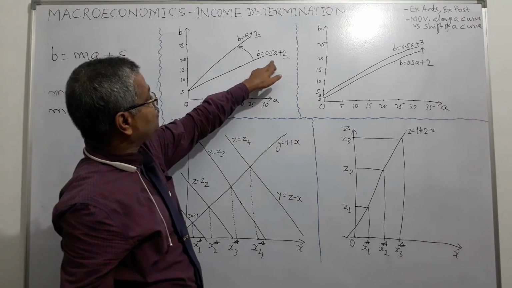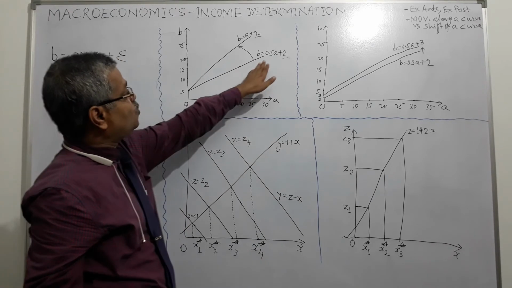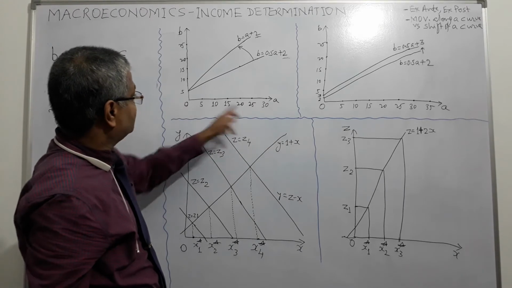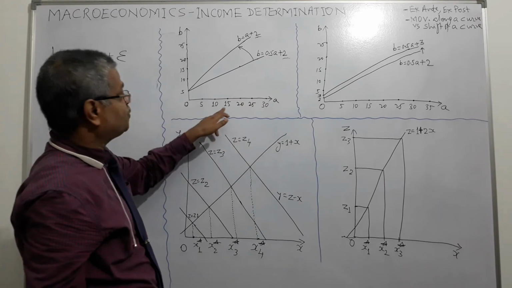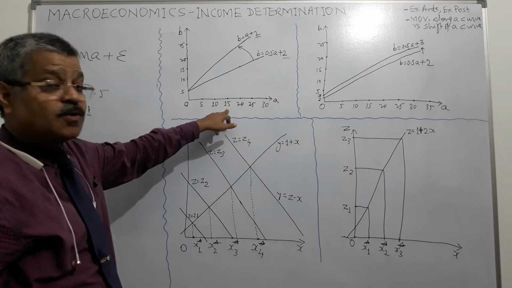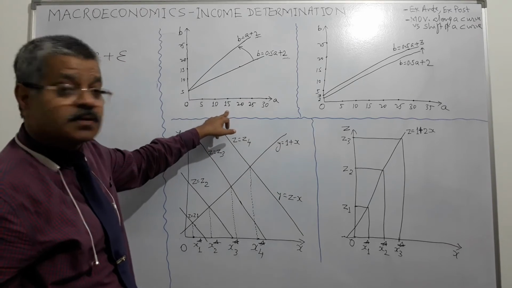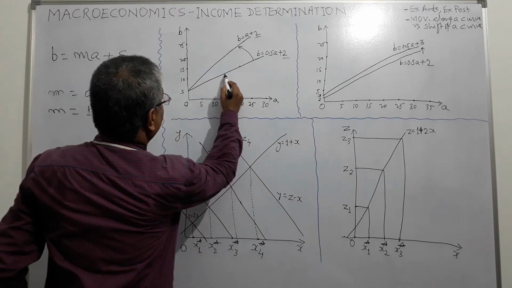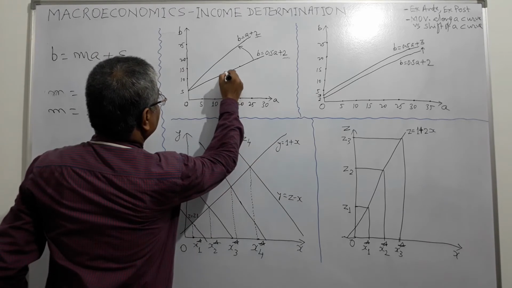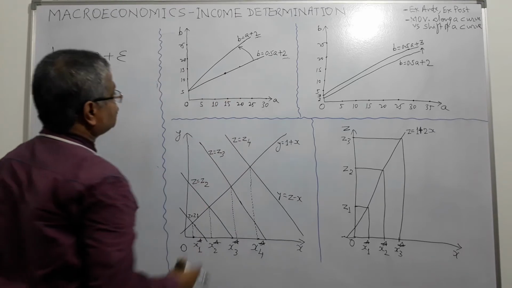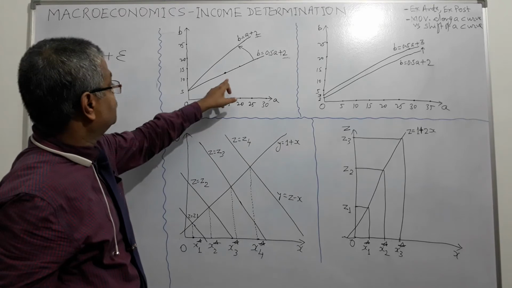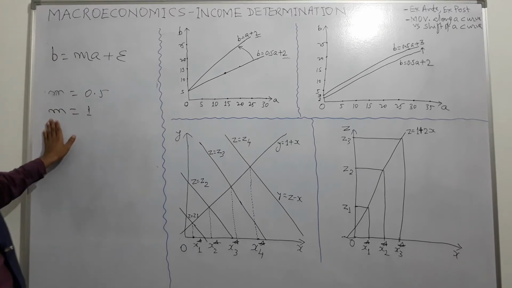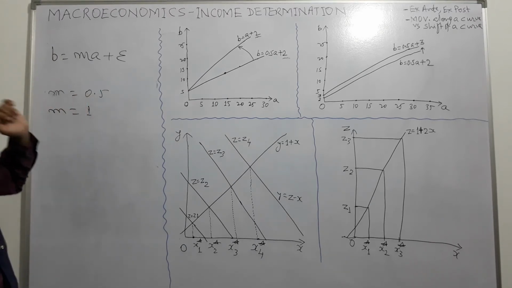So here B is equal to 0.5A plus 2. Suppose we take 15. Horizontal is A. What is half of 15? 7.5 plus 2, 9.5. So when you go up, you will come to this point, which will be around 9.5, right? Below 10, right? Now, when the value of M is changed from 0.5 to 1, what happens?